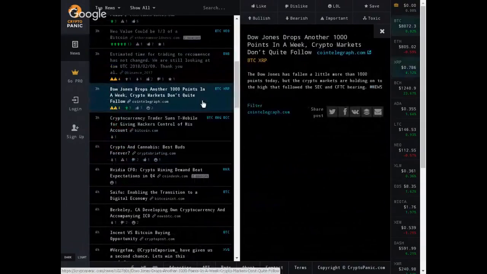Let me see here. Dow Jones, another 1,000 points in a week. Crypto markets don't quite follow. Same news story.